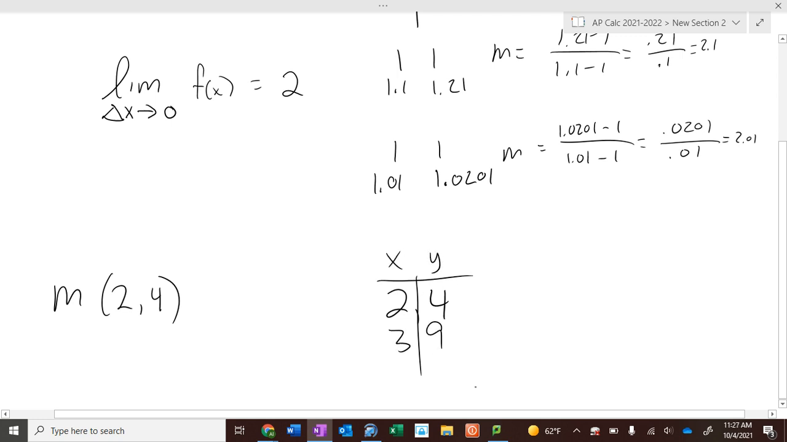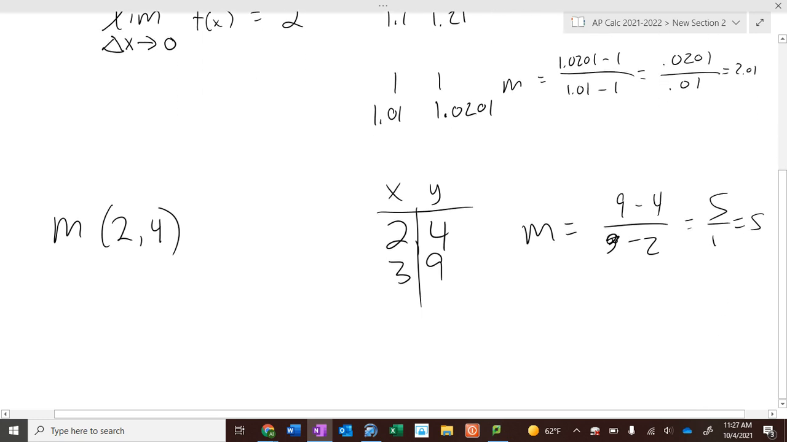And let's go to the next point on the graph, which is (3, 9). Okay? What's the slope between (2, 4) and (3, 9)? Well, it's 9 minus 4 over 3 minus 2, which is 5 over 1, which is 5. Right? Slope is 5. Okay? So let's go from (2, 4) to 2.1. What's 2.1 squared? 4.41?